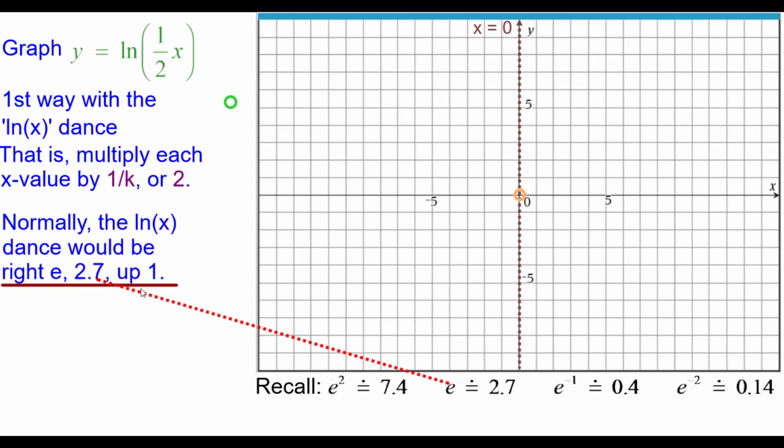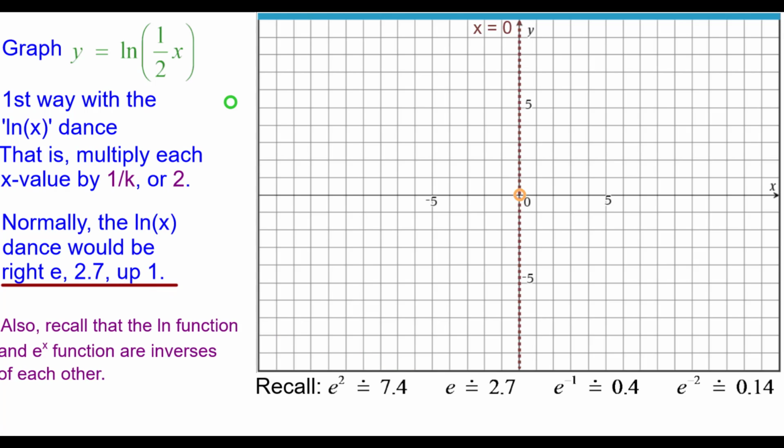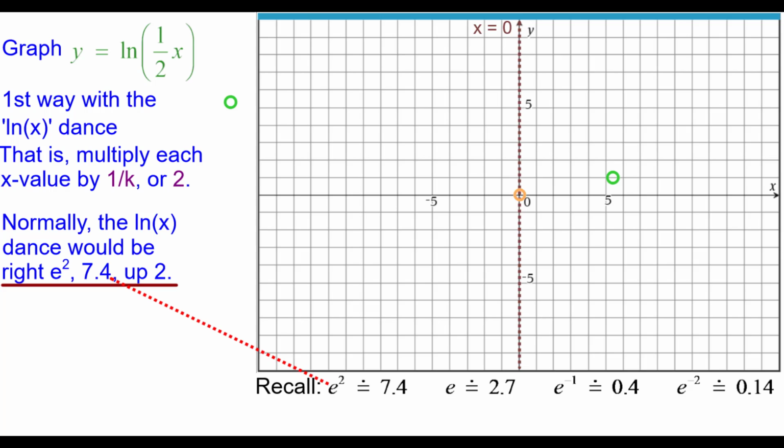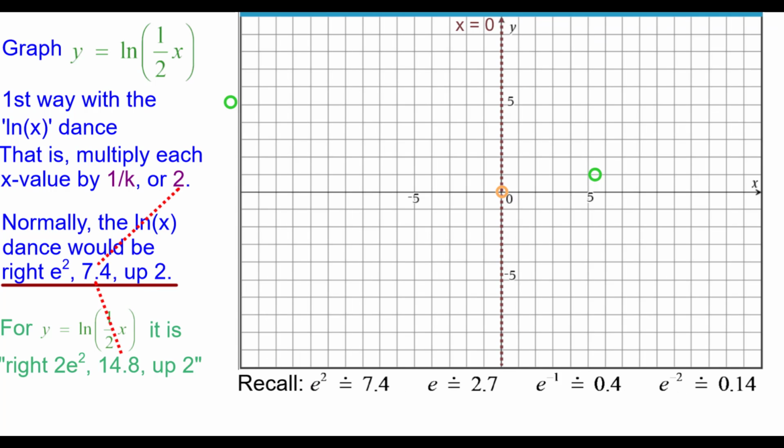So normally we'd go right e up 1, but in this case, recall that the natural log and e to the x functions are inverses of each other. You just interchange the x and y coordinates. So instead of right e up 1, it's going to be right 2 times e up 1, or 5.4 up 1. Next we'd go right e squared up 2, but in this case it's going to be 2e squared up 2, which is about 14.8 up 2.